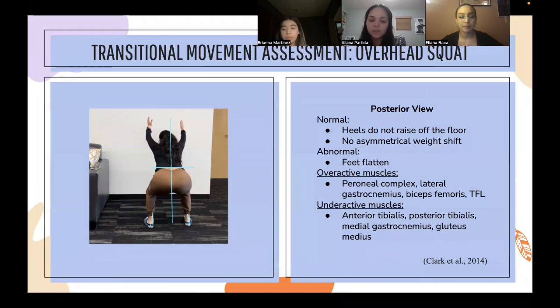And for every view of this, the anterior, lateral, and posterior, the underactive muscles work against whatever the overactive muscles are doing. But in them being underactive, that's why you see the feet flattening, you see the knees going outward, etc.